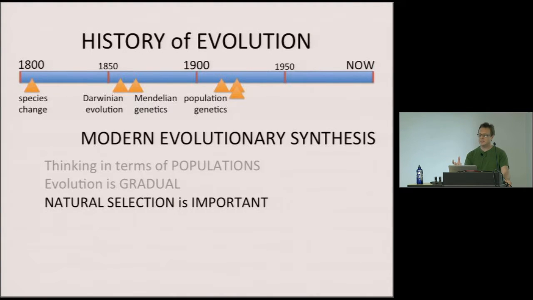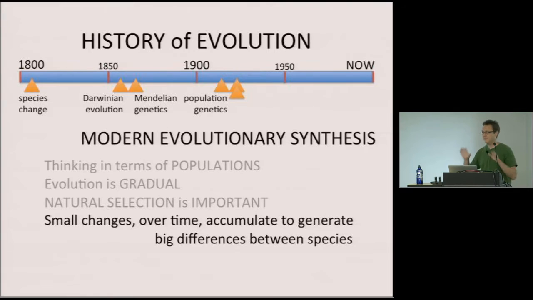There was a continuing debate on whether natural selection is really important, but the modern evolutionary synthesis really comes down as an adaptationist theory. Natural selection is a driving force in evolution.